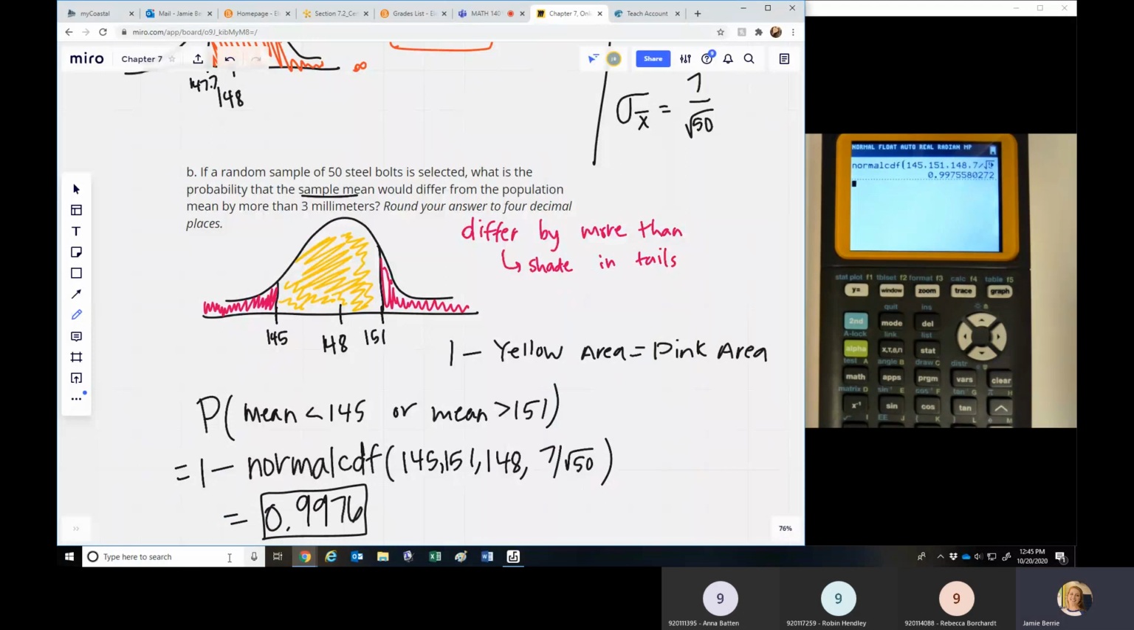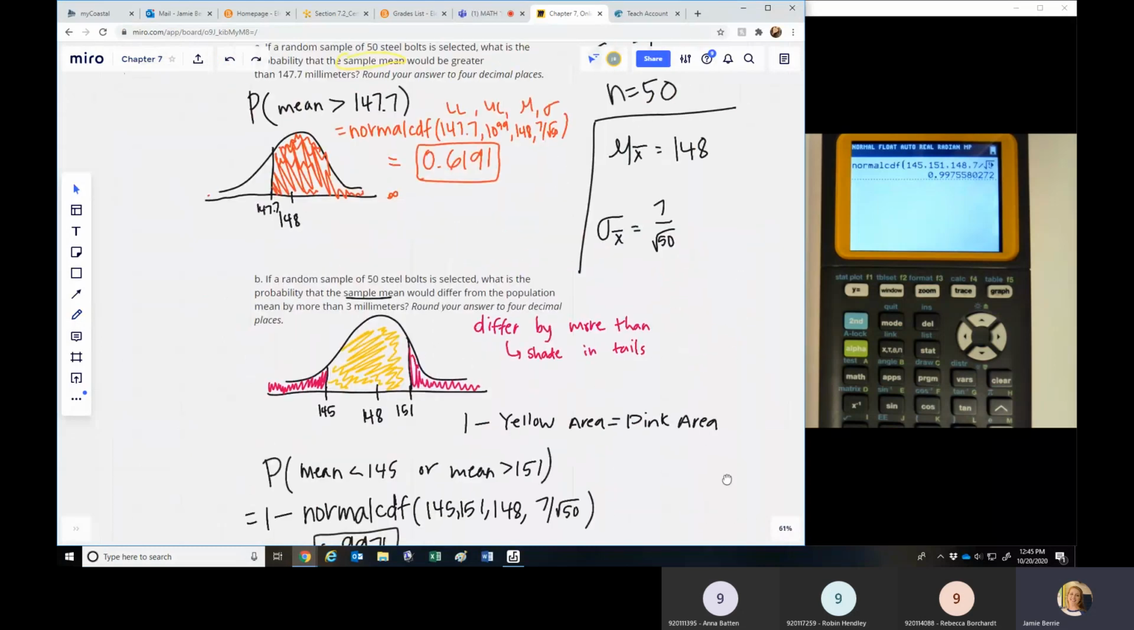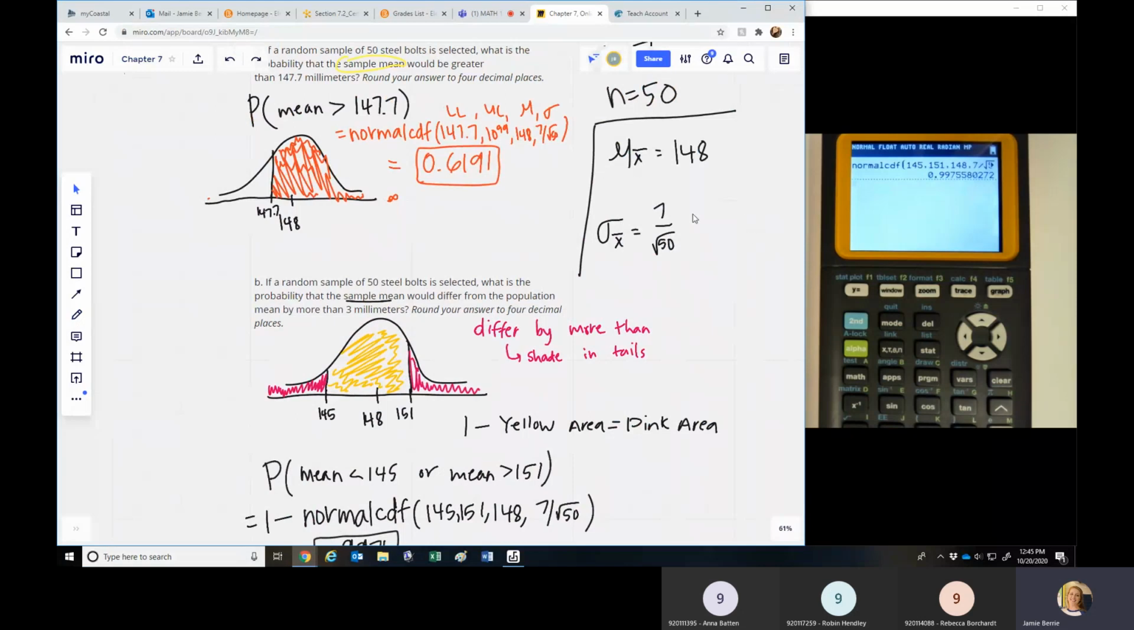Now, what we just did today is we applied the central limit theorem to our probability problem. So basically, we just took the two special formulas that we learned in section 7.1 for the mean and the standard deviation of a sampling distribution of sample means, and we applied them to our probability problems that we already knew how to do.